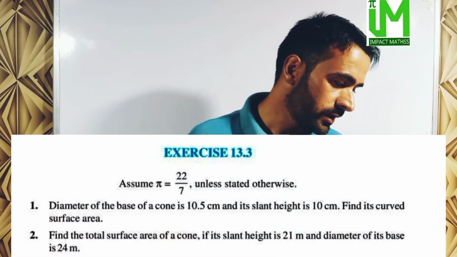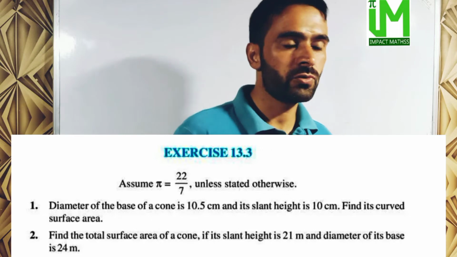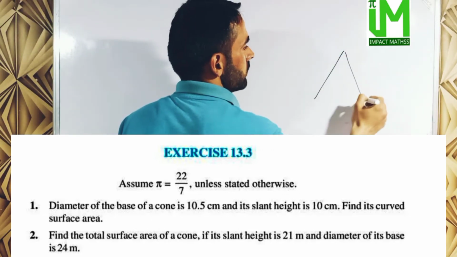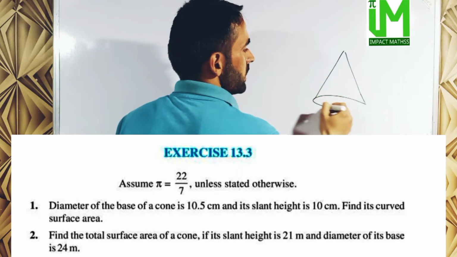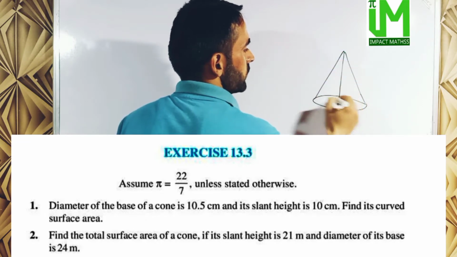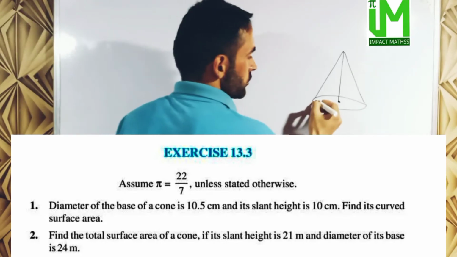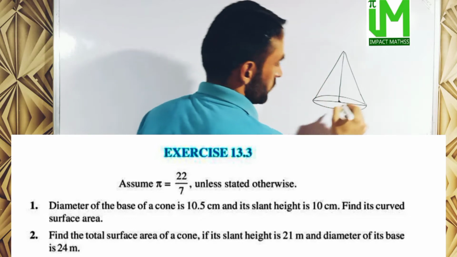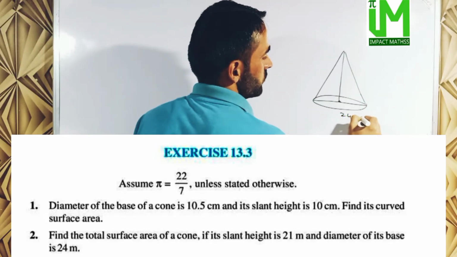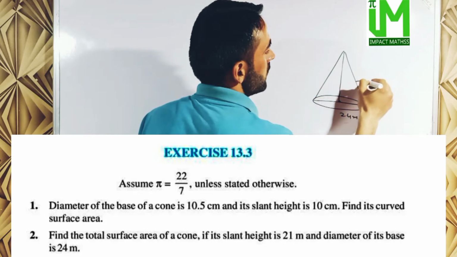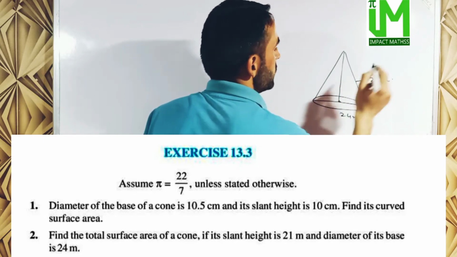Question number 2 reads: find the total surface area of a cone if its slant height is 21 meter and diameter of its base is 24 centimeter. So we have to find the total surface area of the cone. For total surface area we have the diameter of the base, which means we can find the radius. The diameter of the base is given to be 24 meter, and the slant height is 21 meter.